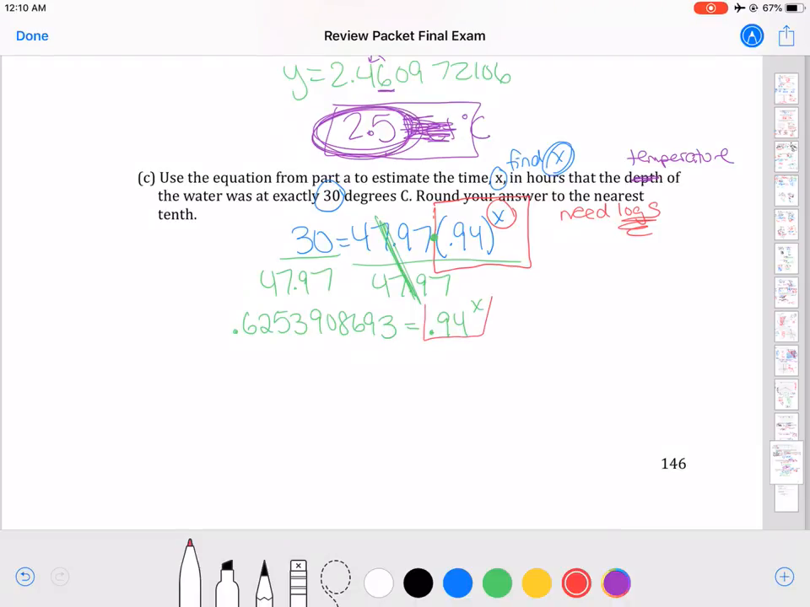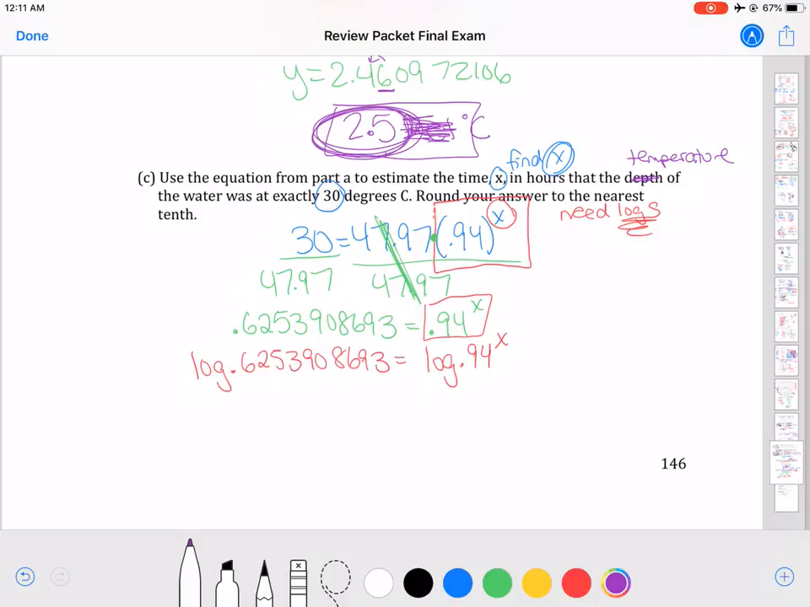Now that we are at that step, we are all set to go because this is by itself. That 0.94 to the X is all alone over there. So we're good to start with log. I'm going to write the log on both sides. Again, not rounding that decimal. Bring down the whole thing. And then I'm going to write the word log on this side of 0.94 to the x.